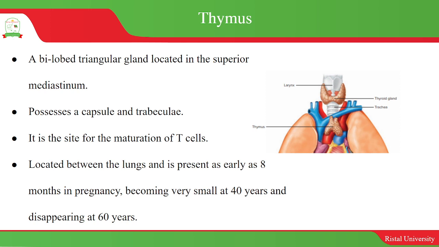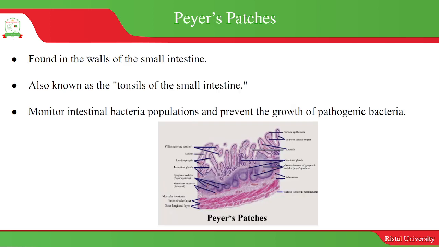So that means that it is present by the 8th month of pregnancy in the unborn child, but it starts to decrease at the age of 40 and then completely disappears at around the age of 60.